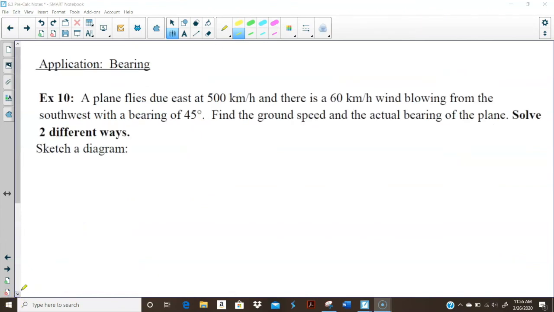Homework is to try example 10. There's two different ways to do this problem. You can try it like example 9 by adding the two forces together, finding the magnitude and using tangent to find the directional angle. Or you can use a parallelogram like we did with the ship problem, and you can use the law of cosines and the law of sines. So give this problem a try. We'll come back next time and do this problem two different ways.